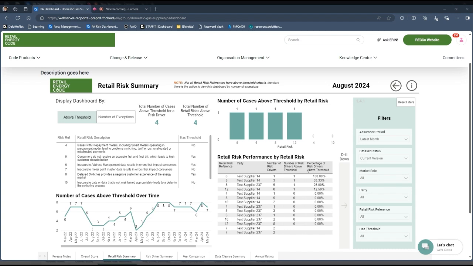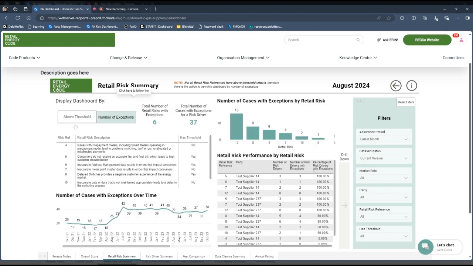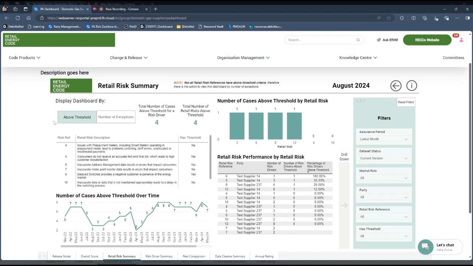The number of exceptions view displays information about retail risks for which you have had an individual risk driver that has been identified as having an exception. We will refer to exceptions next when we look at the risk driver summary tab. Of these two views, we would recommend the above threshold is where you pay closer attention.